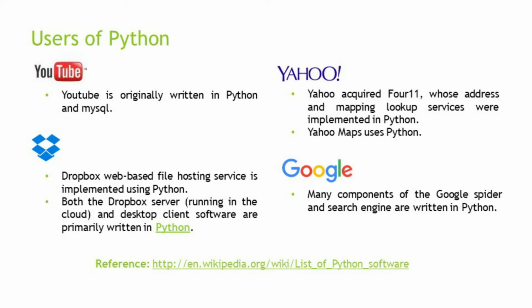Now let's see who are the real users of Python. The very first is YouTube, which was originally coded in MySQL and Python. And nowadays, it uses some of the biggest machine learning algorithms to recommend the right content to the right people. The second user is Yahoo, who acquired 411. Now, this was the real one coded and implemented in Python itself.